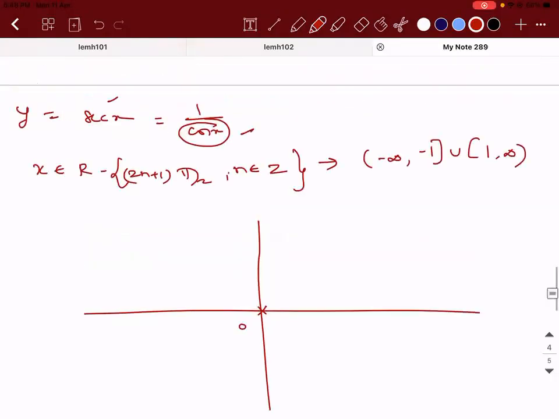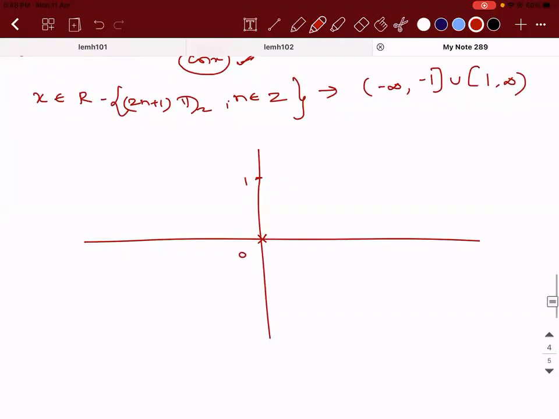At x equals 0, what will be the value of secant? It will be 1 here. Then is it going to decrease or increase? At x equals pi by 2, what will happen? It will be infinity. But it should go in the upward direction, so it increases. Increase is right. So it goes upward and then it will start decreasing again.